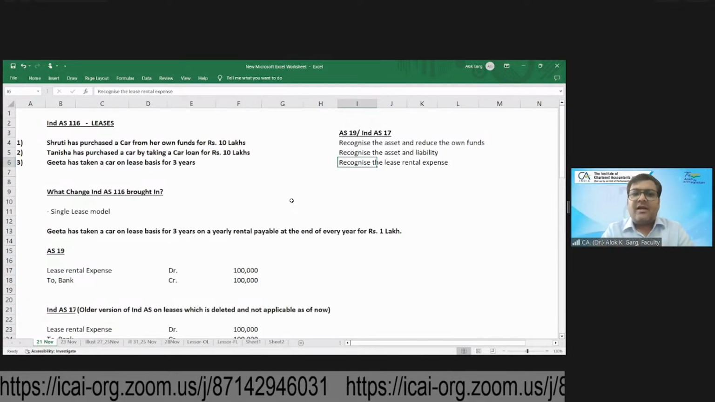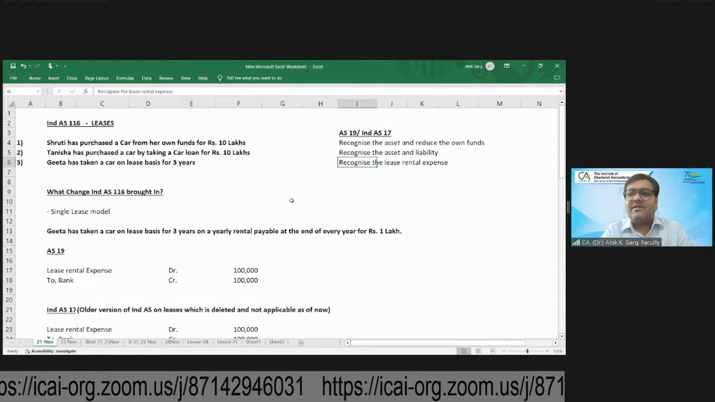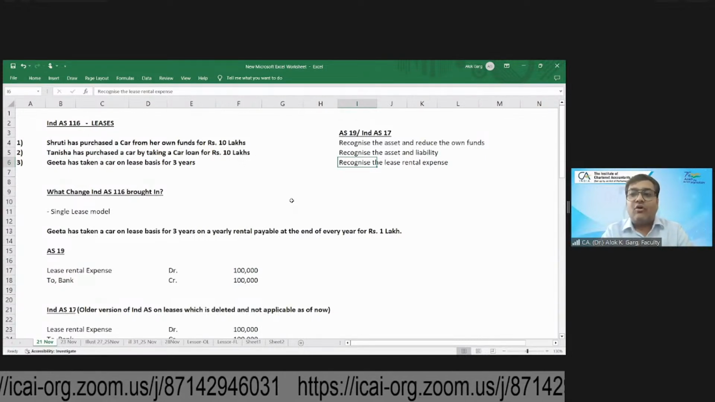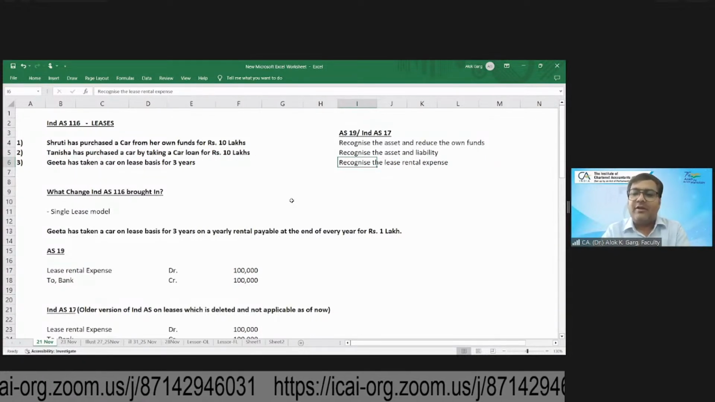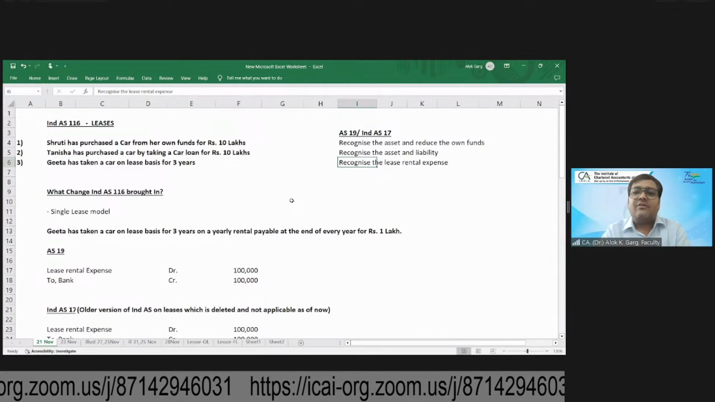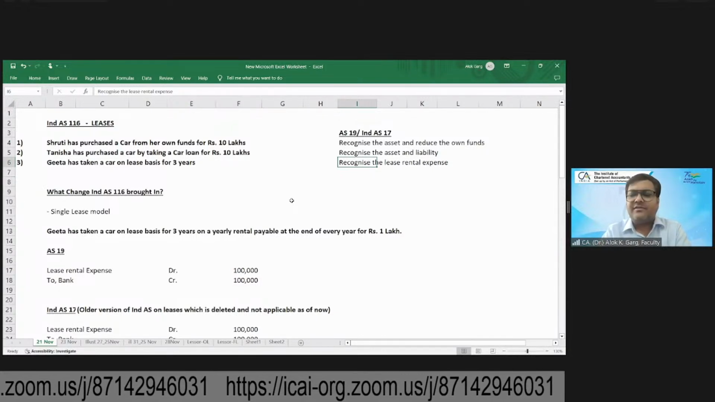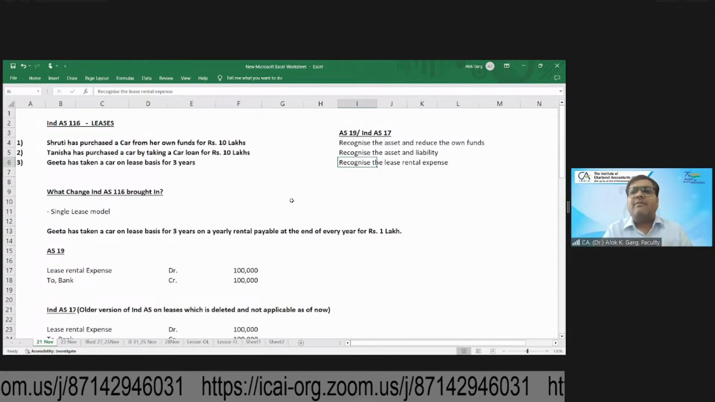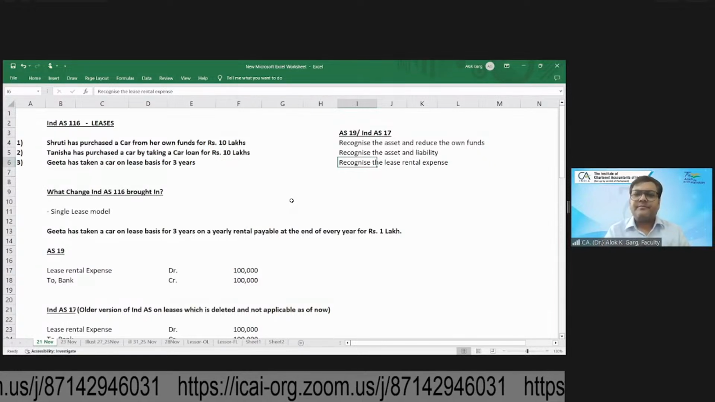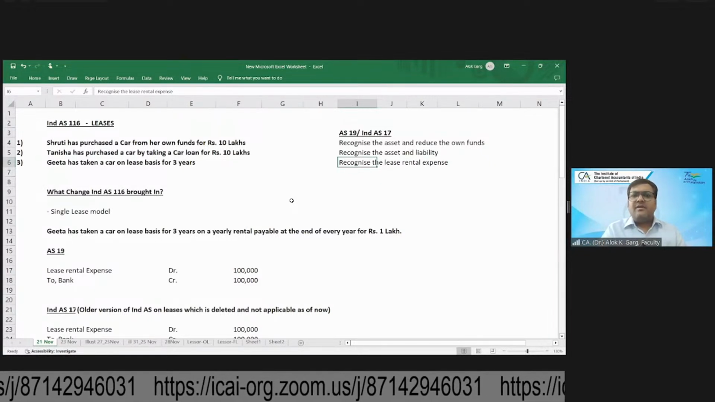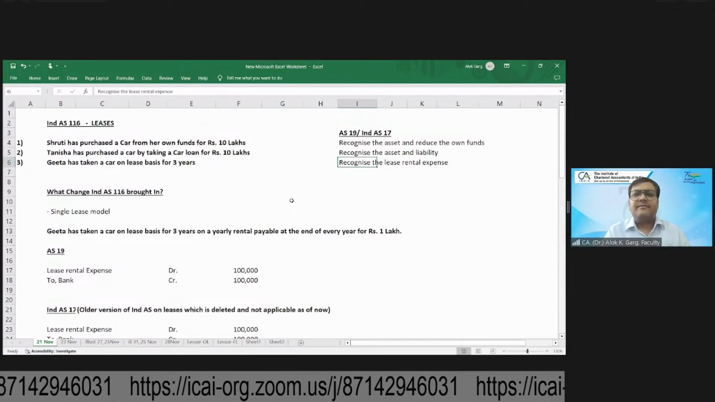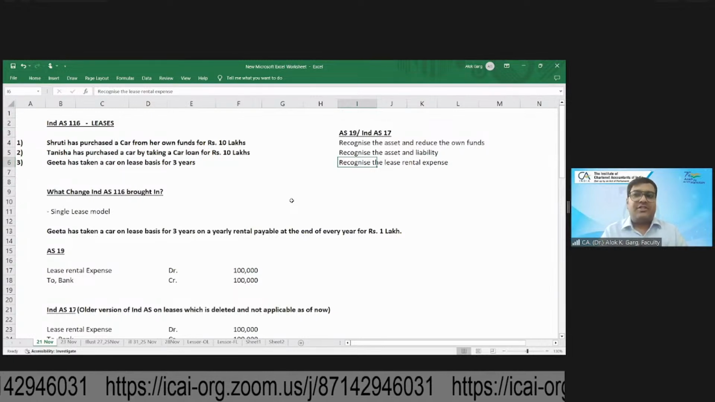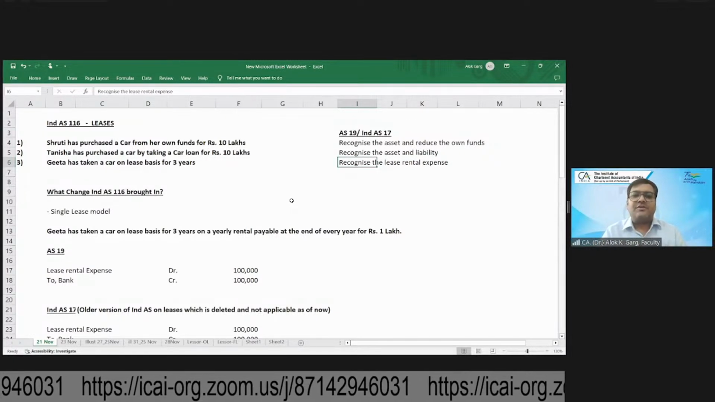The way the car was used when it was taken from own funds, or taken on a loan, or taken on a lease basis, will the usage change? The car will be used as a car. Am I right? So the usage will not change.